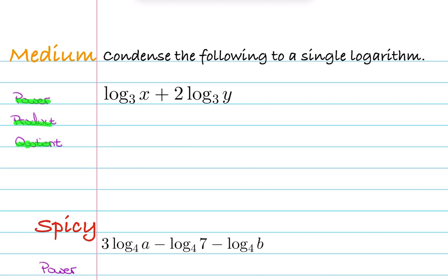Okay, so power rule first. All right, so I'm going to look through. There's no power rule here. I don't have anything out in front multiplying. But I do have a power rule here because I have this 2. So I'm going to push this 2 to be an exponent. So I'm going to rewrite the first logarithm because nothing changed, so I'm not going to change it. Plus, I'm going to move that 2 to be an exponent. So now I have the log base 3 of y squared. Okay, so that was my power rule.